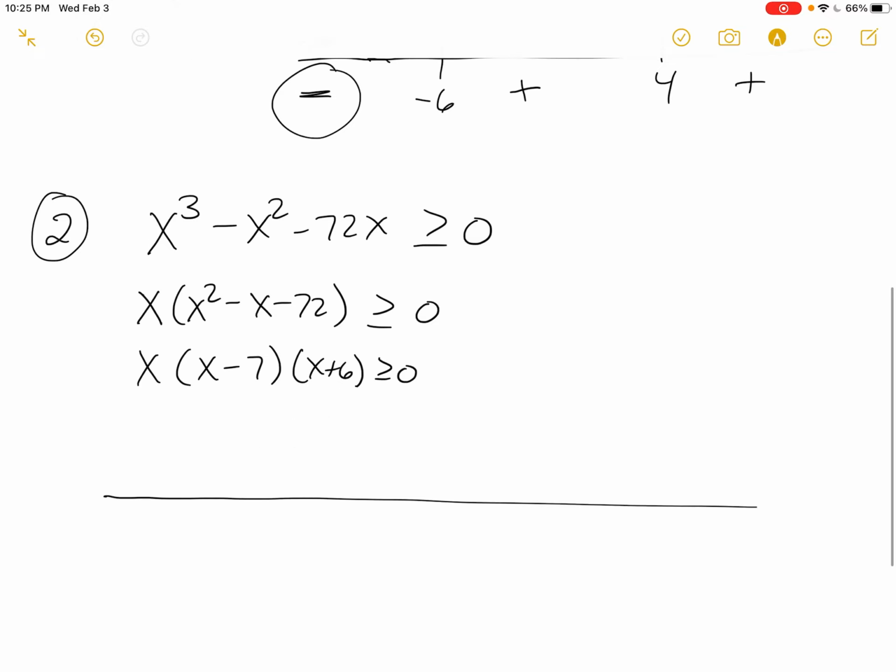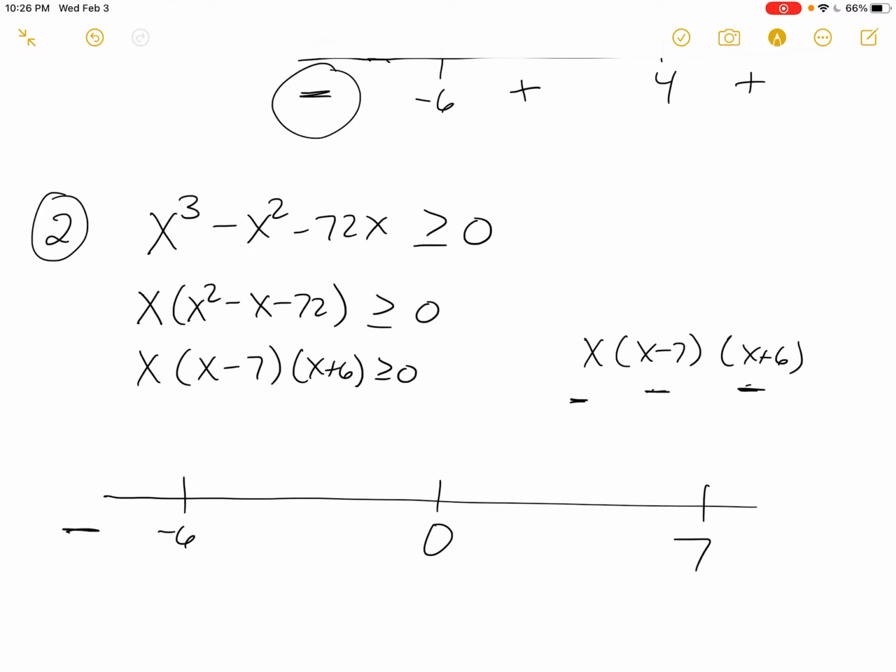So this time I won't graph it. We have a 0 of negative 6, we have a 0 of 0, and we have a 0 of 7. If I pick my same negative 100 and look at x times (x minus 7) times (x plus 6), negative 100 would be negative. Negative 100 minus 7 would be negative, and negative 100 plus 6 would be negative. So what do I get? 3 negatives make a negative. Jump to the other side of negative 6, well, I just have to look at its multiplicity. It's going to pass through. At 0, it's going to pass through. And at 7, it's going to pass through.